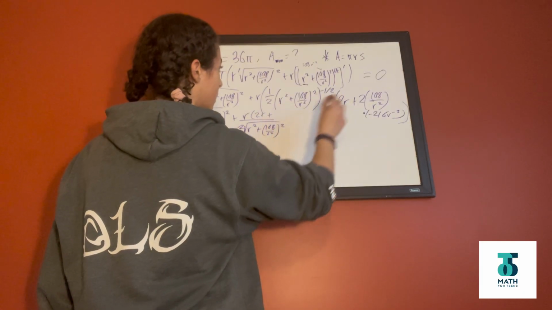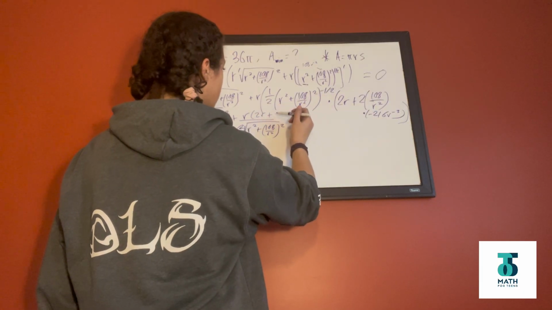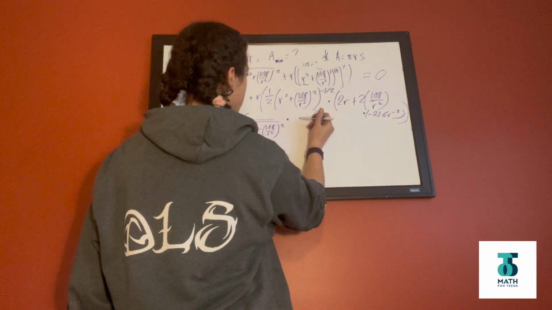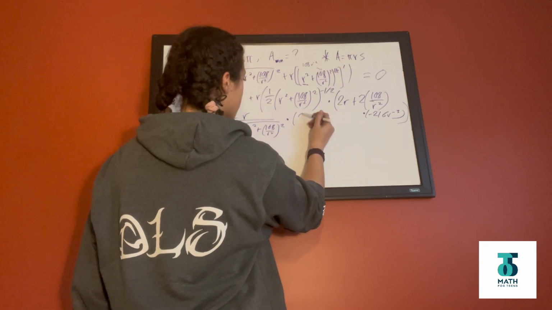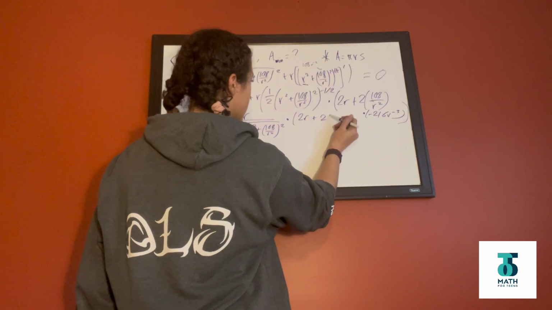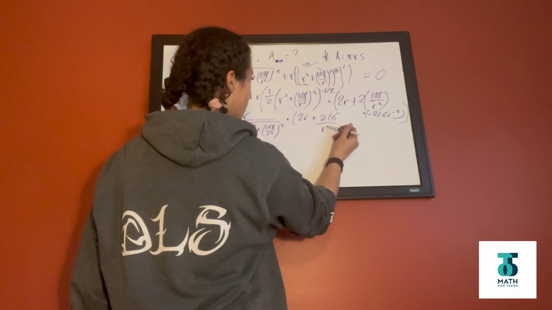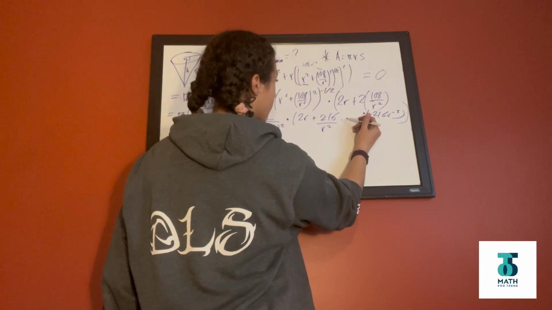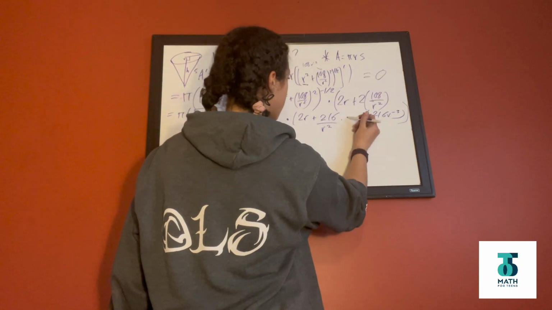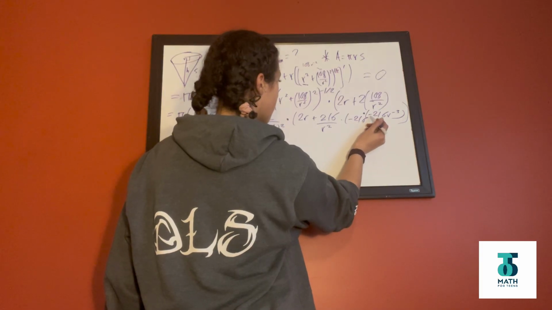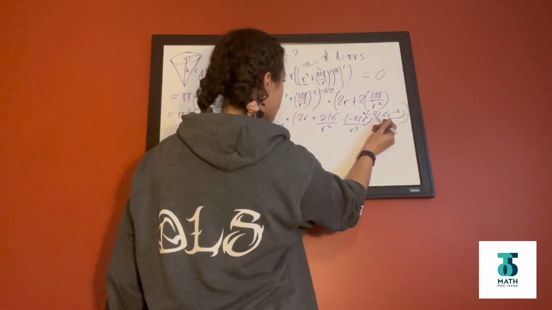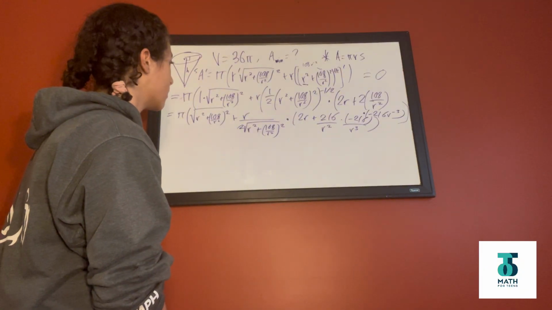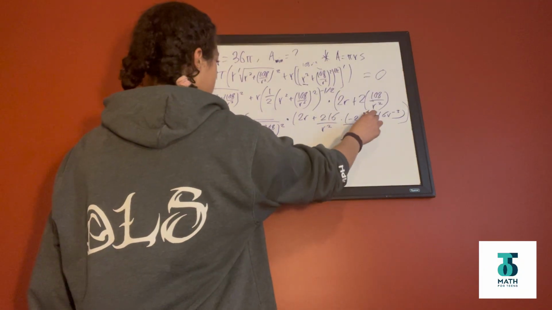plus 216, maybe I'll write this next to it. So times 2r plus 216 on r squared, times minus 216 on top of r cubed. Okay.